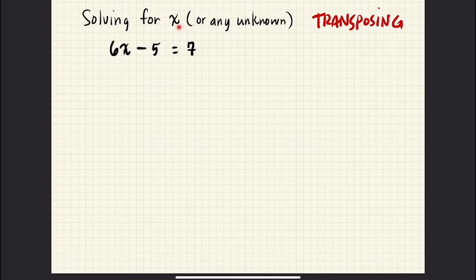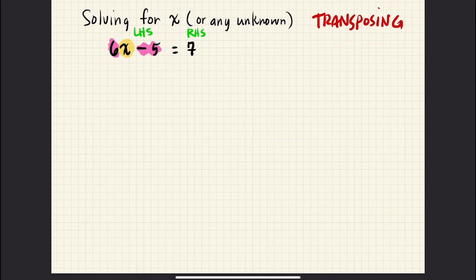Because remember, when we want to solve for x or any unknown, we want to leave the variable, x, by itself on one side of the equation. So for this one, let's call this the left-hand side and this the right-hand side. If x is on the left-hand side, we want to leave x by itself there. That means everything else, the 6 and the -5, need to be transposed to the right-hand side. So how do we do that? Again, we do that by transposing.